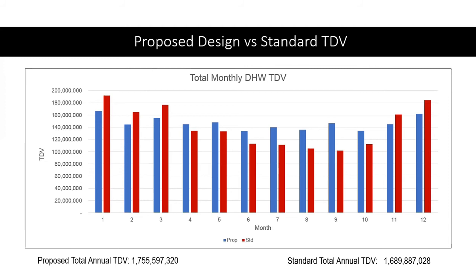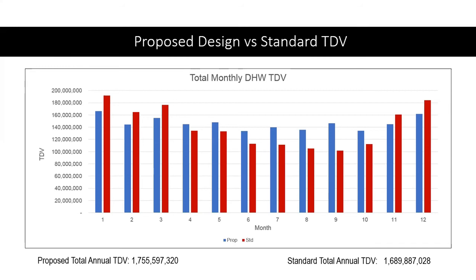That TDV factor depends on the climate zone and the fuel type. So this is how we were able to get the proposed TDV values and the standard TDV values for the whole building per month. And we noticed that the proposed design has low TDV in the colder months, but is higher in the hotter months. But overall, when looking at the total annual TDV, the proposed design is still higher than the standard.